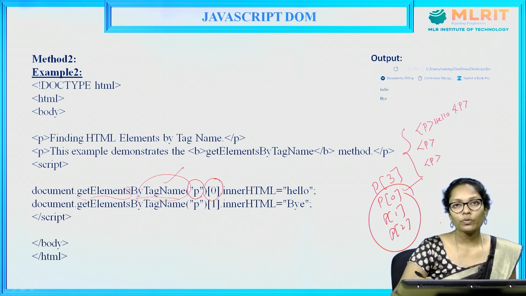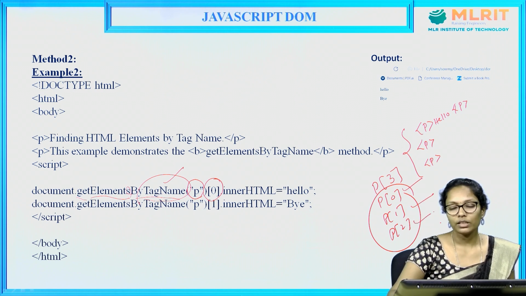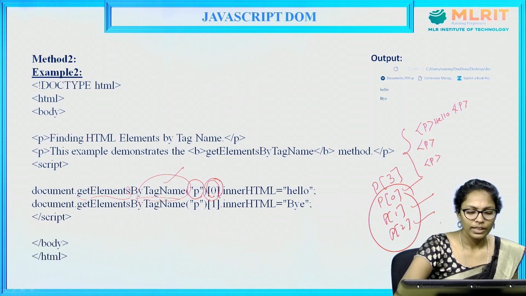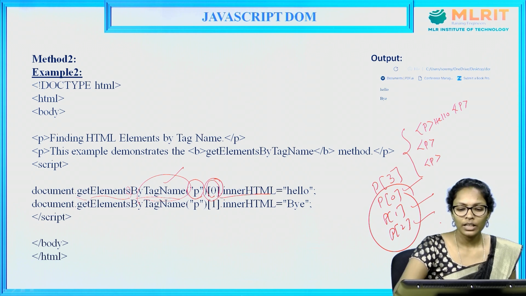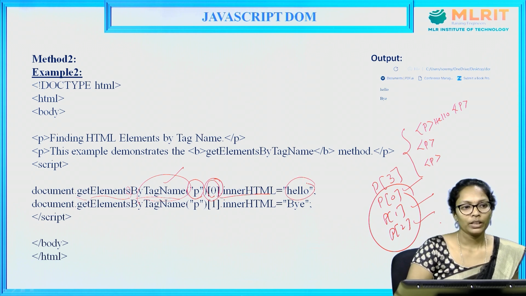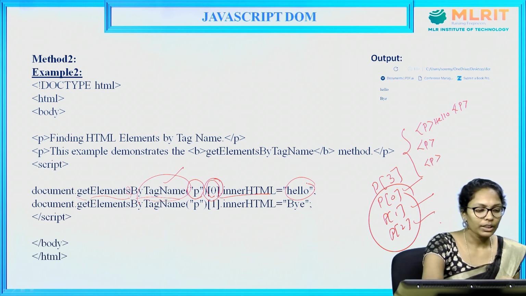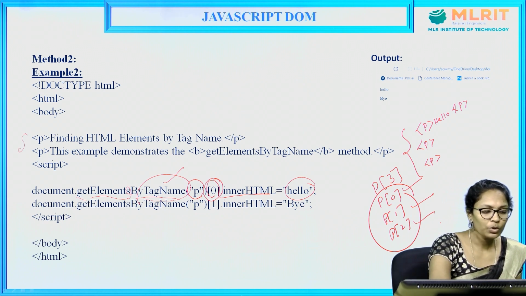Then go with P of 0, second element P of 1, third element P of 2. So like that you need to specify the index also, and the remaining thing is same. Inner HTML will write the content. So what is the content? Hello. So now what is the HTML supposed to display? We are creating an HTML part with 2 paragraphs here.